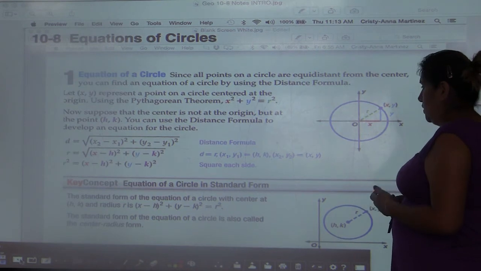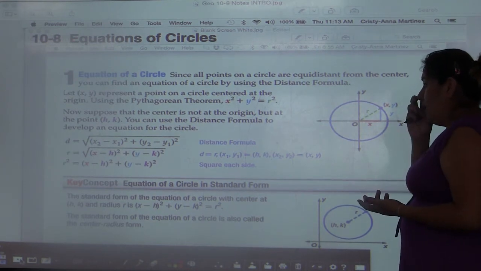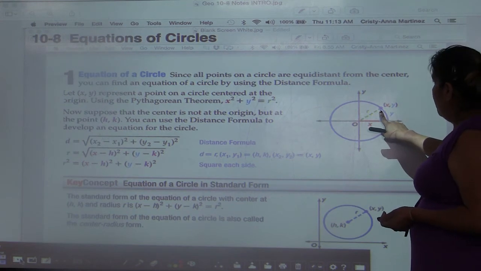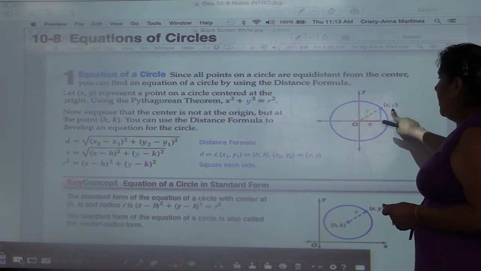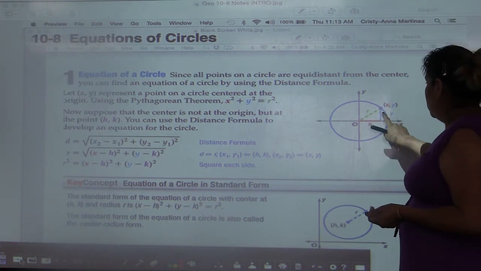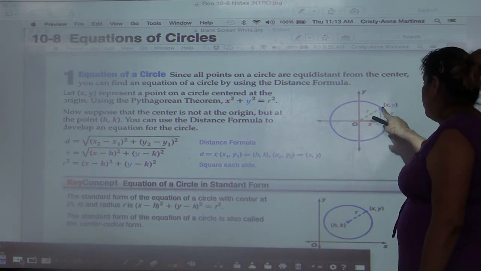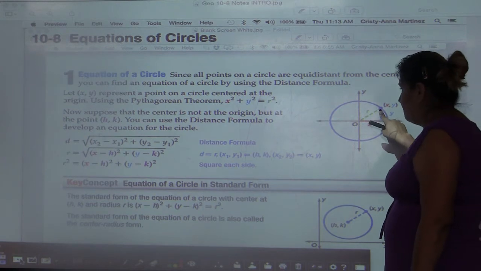Leg squared plus leg squared equals r squared. It's basically the Pythagorean theorem. And so if you let a point on the circle represent (x, y), then you can use the Pythagorean theorem, which would be leg squared equals hypotenuse squared. So you would get x squared plus y squared equals r squared.